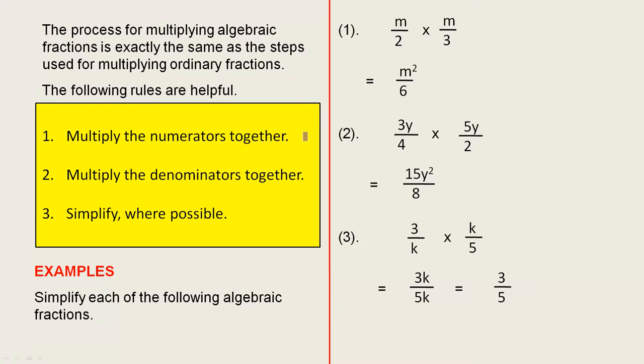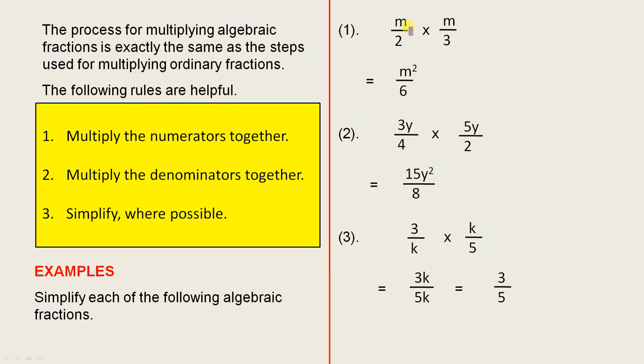Number 1, multiply the numerators together. Number 2, multiply the denominators together. And number 3, simplify where possible. So let's look at some examples. Simplify each of the following algebraic fractions.